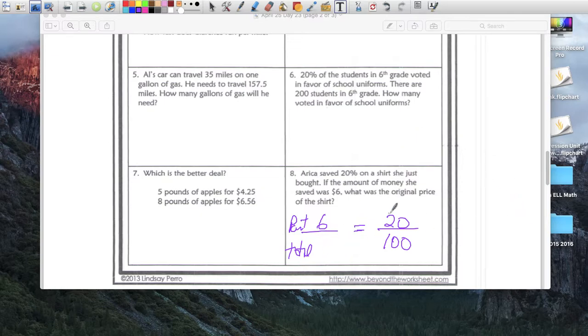Well, side to side, anything divided by 20 equals 6? Not really, right? So let's look up and down. From 20 to 100, yeah, times 5. I multiply this times 5. 6 times 5 is 30. So what was the original price of the t-shirt? The full price t-shirt? $30.